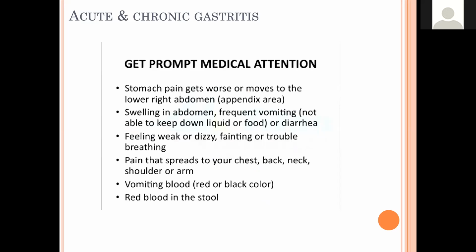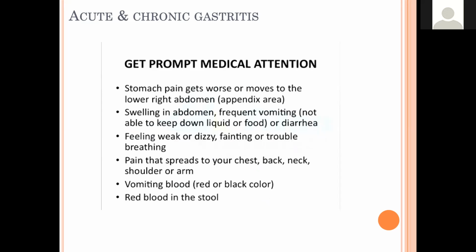When to seek prompt or emergency medical attention. Stomach pain begins to get worse or moves to the right lower abdomen, the appendix area. Your abdomen becomes distended or swollen with frequent vomiting. You're not able to keep fluids or food down.